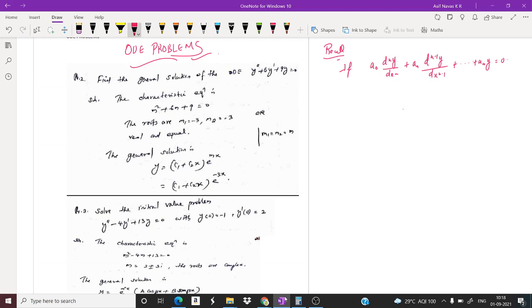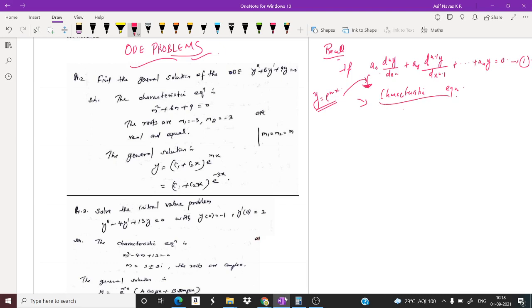a0, a1, etc. up to an are constants. Now, if we want to find the solution, we just take y equal to e raised to mx, and we substitute it in this equation number 1, and we get a characteristic equation or auxiliary equation.